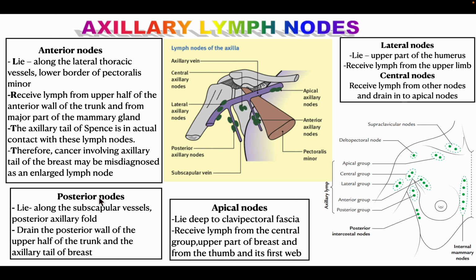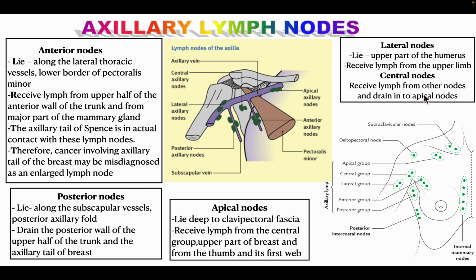Now this is known as the posterior axillary lymph nodes. It lies along the subscapular vessels, near the posterior axillary fold, and it drains the posterior wall of the upper half of the trunk and the axillary tail of the breast also. Then we have the lateral lymph nodes. It lies along the upper part of the humerus and receives the lymph from the upper limb.